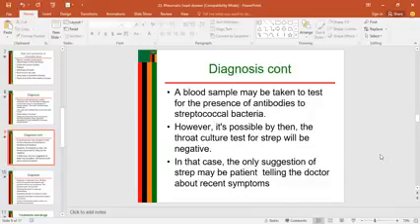Apart from that, you can do other investigations such as a throat swab for culture sensitivity reaction as well, and it will reveal the causative organism. You can also do an electrocardiogram, which is ECG, which will reveal abnormal electrical heart impulses. And then you have at least five investigations. Then from there, the next heading is the treatment.